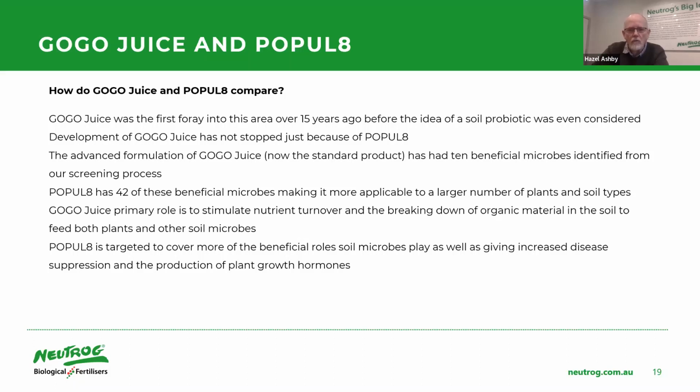So it's still a great product. But for Populate, we've effectively taken 42 of those beneficial microbes and made that into a new product. So the primary role of go-go juice has always been to stimulate nutrient turnover, breakdown of organic material, to feed both the plants and the microbes. Populate is really targeted for a wider variety of beneficial roles, so, increasing things like disease suppression and the production of plant growth hormones. So that just gives you a little bit of an idea where those two products are relative to one another.